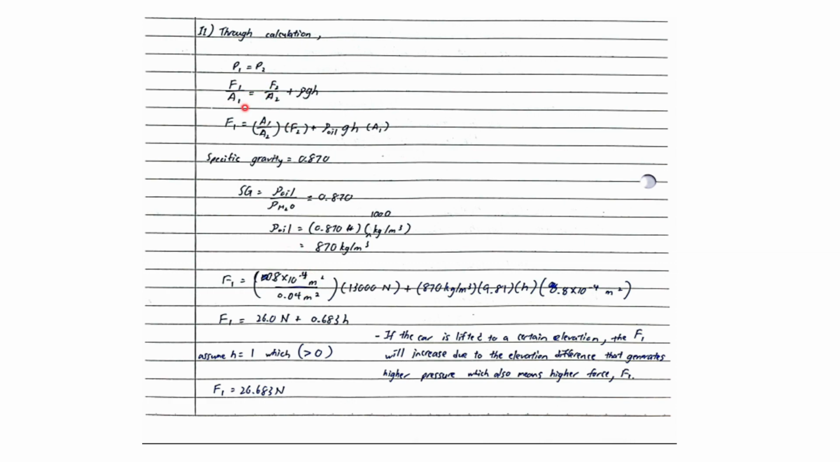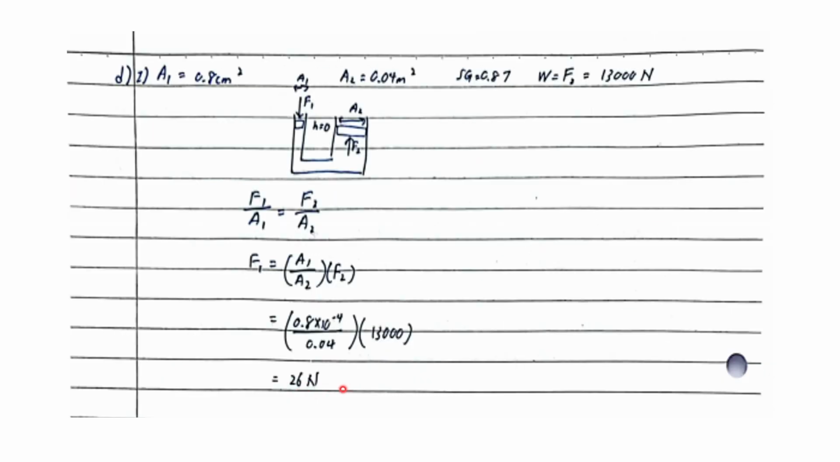and put it inside the formula, which is F1 over A1 equals F2 over A2 plus the pressure applied by the oil. Without any value of H, we can assume H equals 1 to prove that there's an elevation, and we can get that F1 for question 2 is higher than question 1. Why? If the car is lifted to a certain elevation, the F1 will increase due to the elevation difference that generates higher pressure, which also means higher force. And here's the evidence, which is 26.683, different from 26, higher.